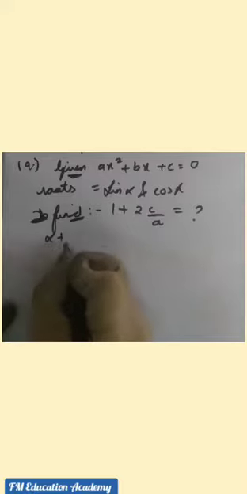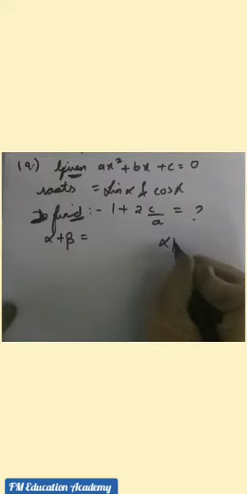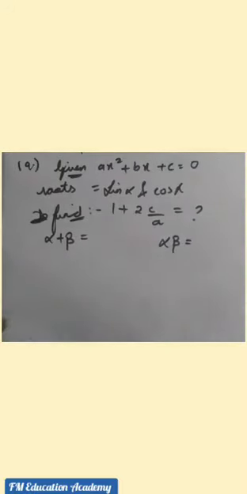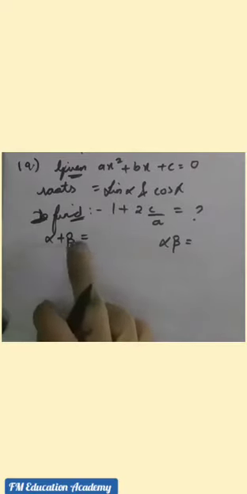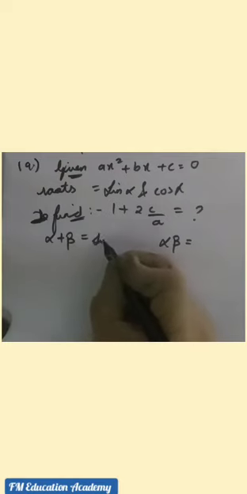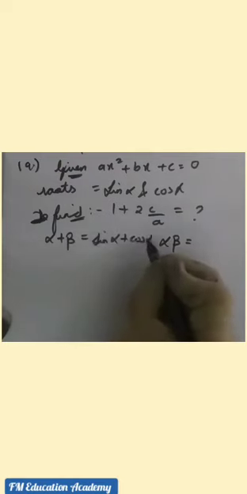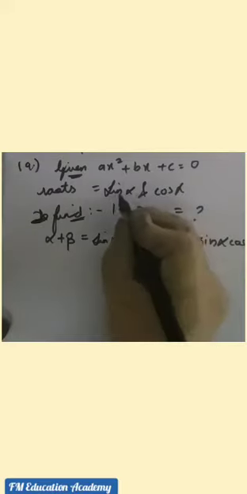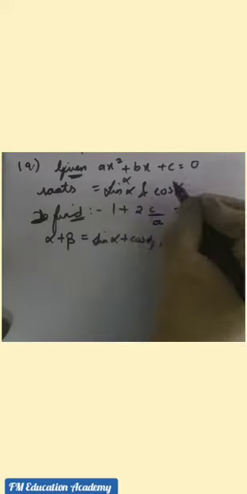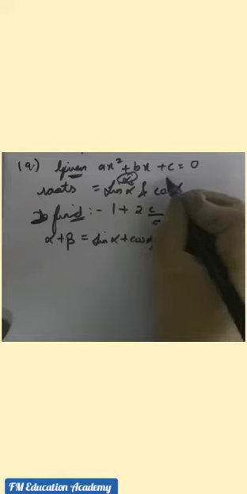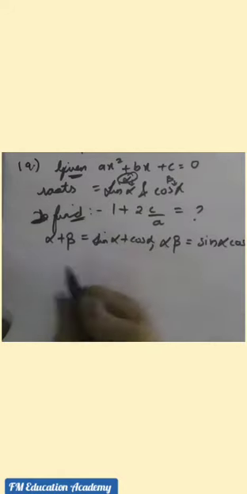In such type of questions, find out the value of alpha plus beta and the value of alpha into beta, because we can know these values. What is alpha plus beta? Given as sine alpha plus cos alpha, and alpha into beta is sine alpha into cos alpha. In place of alpha and beta, we are substituting the values. Roots are sine alpha and cos alpha: one root is sine alpha, another root is cos alpha. Okay, now what can we do?